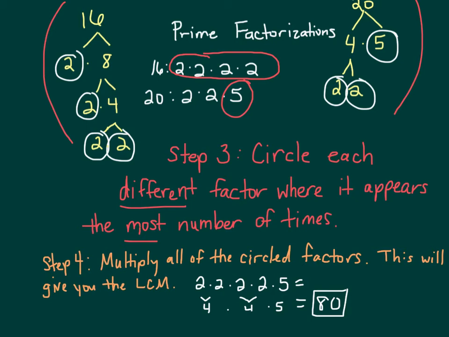And you'll want to remember that with least common multiple, you're always going to get a number that's at least as big as your biggest number and bigger than both of the numbers. So in this case, 80 is bigger than both 16 and 20.